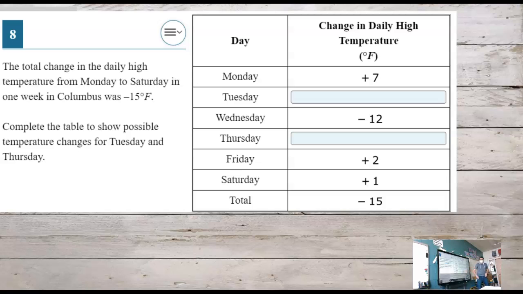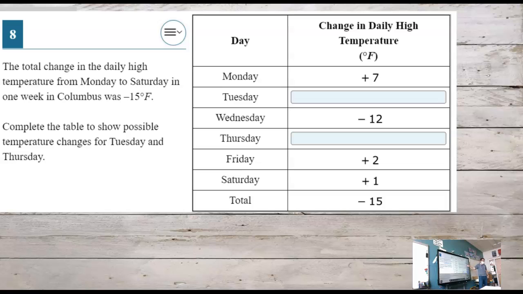Total change, negative 15 degrees. Kind of feeling like what this week is going to look like with all the low temperatures coming. So Monday, the change went up by 7. Then Wednesday, this is probably what's going to happen. So of what we know, guys, add up what you know. So these right now make negative 5, plus 2 more, so negative 3, plus 1 more, so negative 2 is what we've got so far.